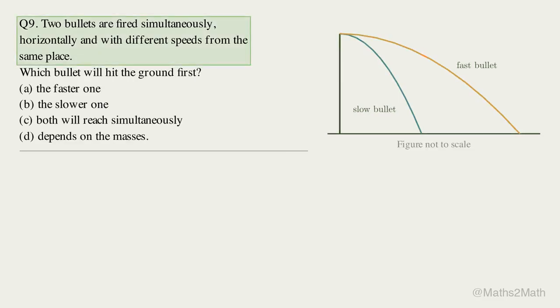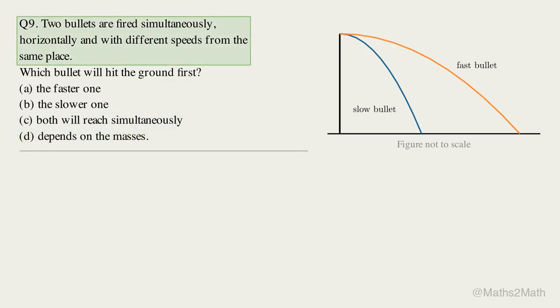Question 9. 2 bullets are fired at the same moment, horizontally, with different speeds, from the same place. Which bullet hits the ground first? Option A, the faster one. Option B, the slower one. Option C, both reach simultaneously. Or option D, it depends on the masses.